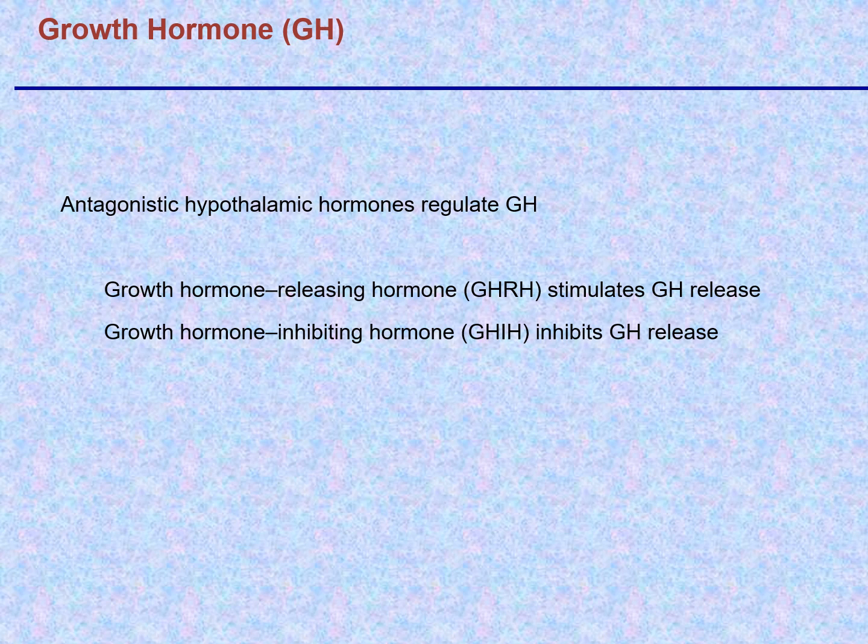Growth hormone, one of these hormones produced by the anterior lobe, is under this kind of influence. So it's controlled by growth hormone releasing hormone and growth hormone inhibiting hormone. So if the hypothalamus is releasing growth hormone releasing hormone, then that will stimulate the anterior lobe to produce and release growth hormone. And if it's releasing more growth hormone inhibiting hormone, then that will inhibit production and release of growth hormone.